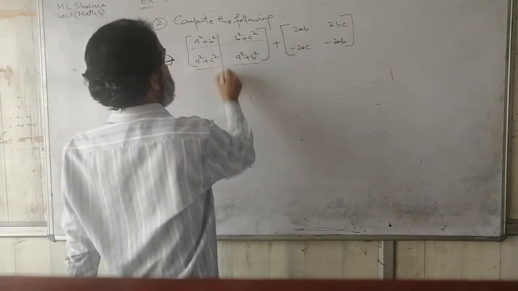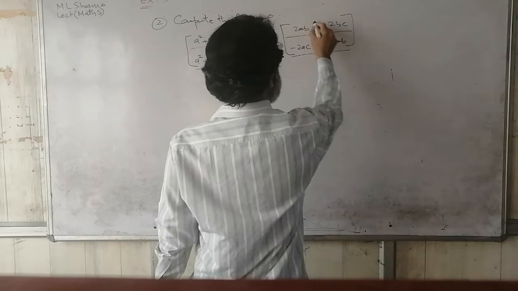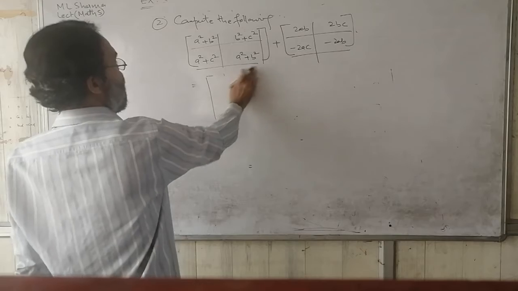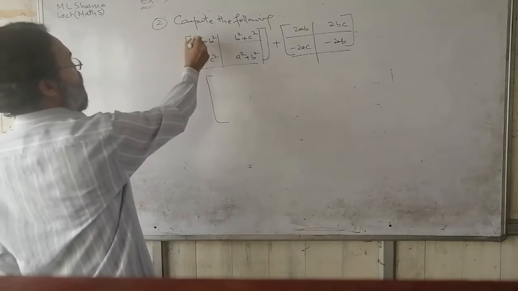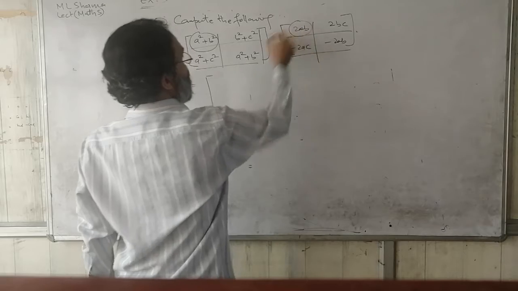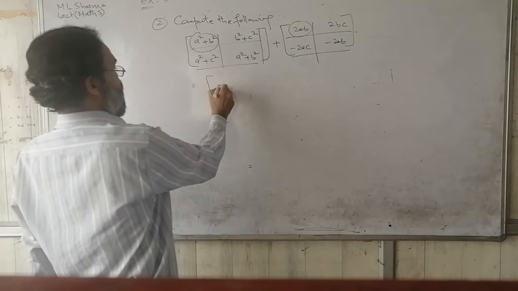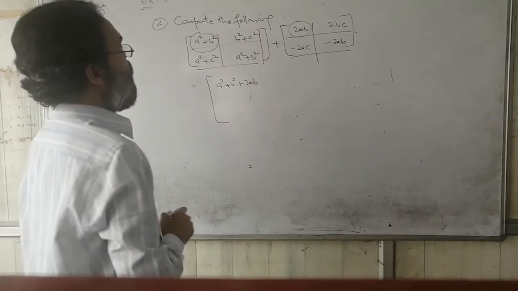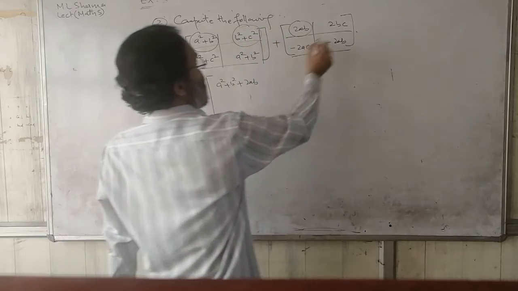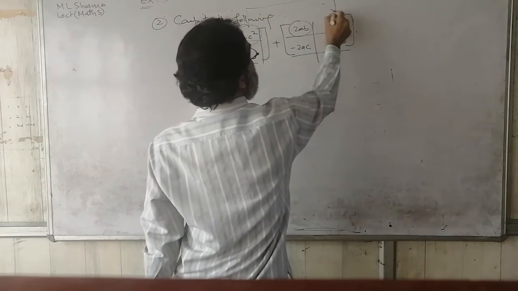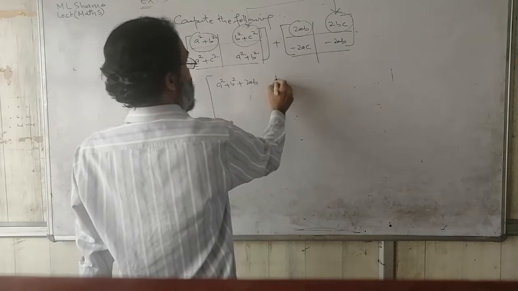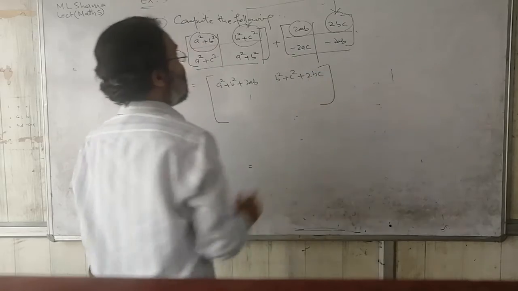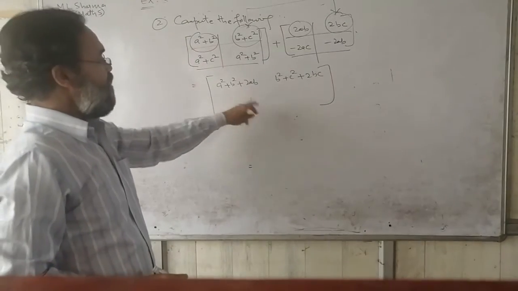2 rows, 2 columns. 2 rows, 2 columns. So addition will be corresponding elements are to be added. This and this, they are corresponding elements. So I will add a square plus b square plus 2ab. Then its corresponding element is this. So b square c square plus 2bc. So these were the elements in row first.